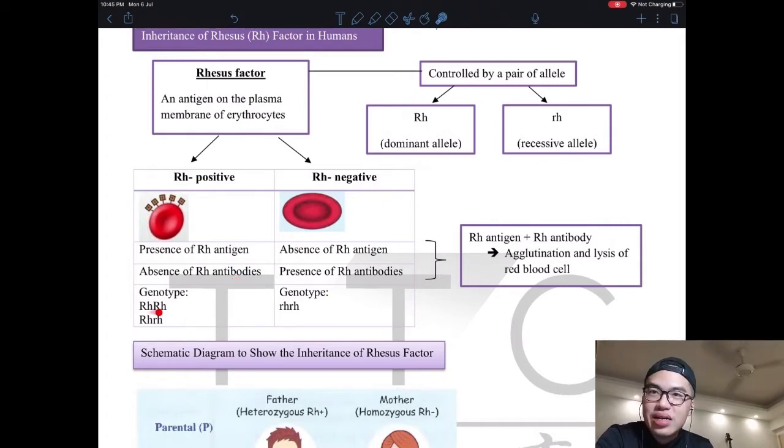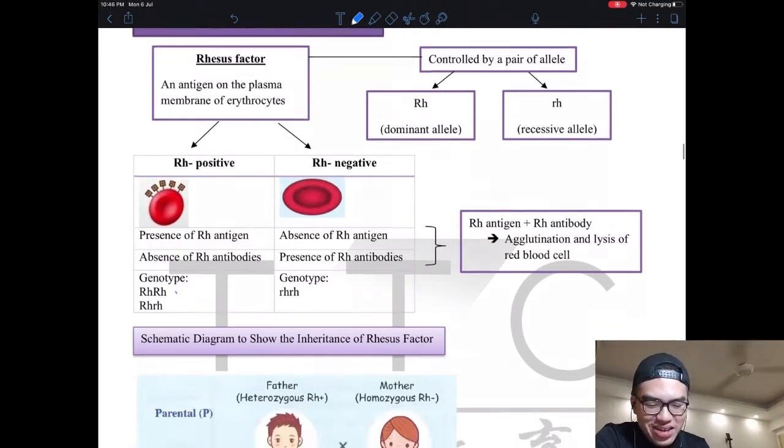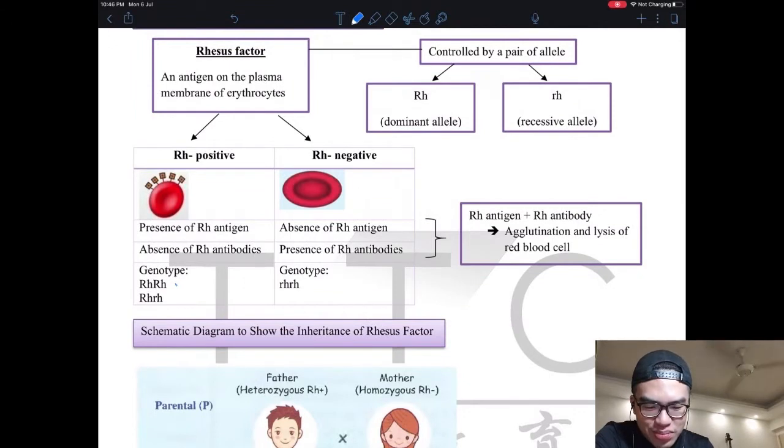What do you call this again? Sorry, the word flew over my head. Okay, we call it homozygous dominant. Remember this word? And then we have heterozygous. So it can be both cases here.